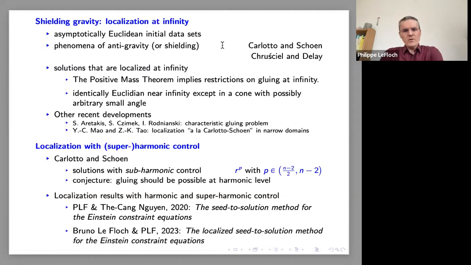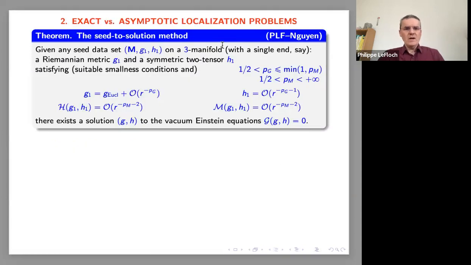So there was a method we call C2 solution method some years ago with The-Cang Nguyen that gives a partial answer to this question. And more recently with Bruno Le Floch, we have a complete answer of the question that was raised by Alessandro, Carlotto, and Schoen. So this is what I would like to show today. Before I really enter the subject, the details of the new result, I'm showing you an old result.